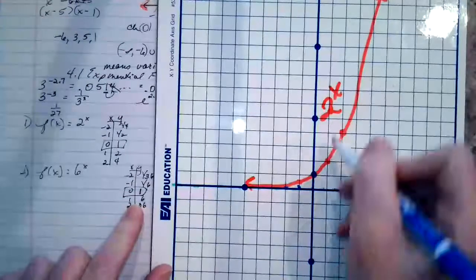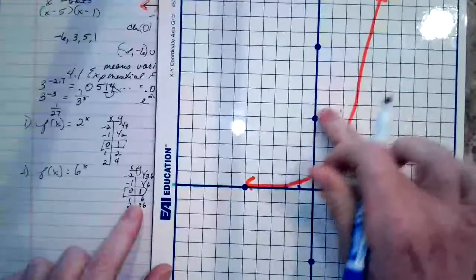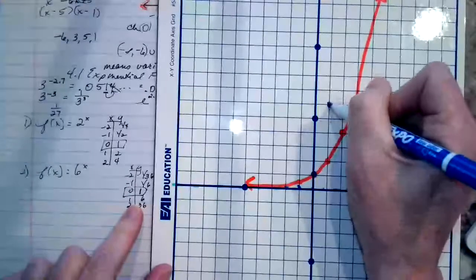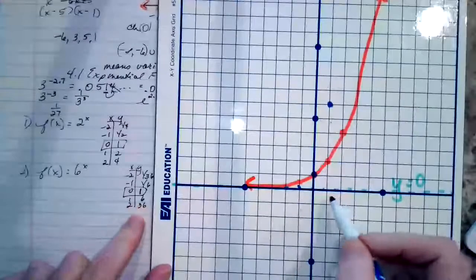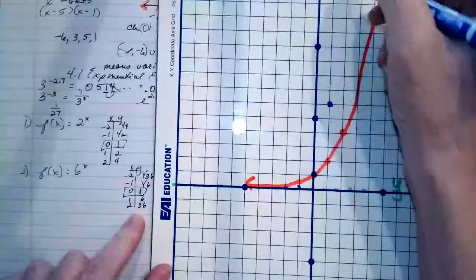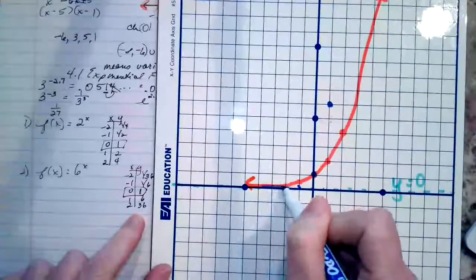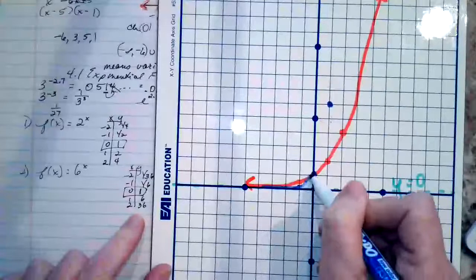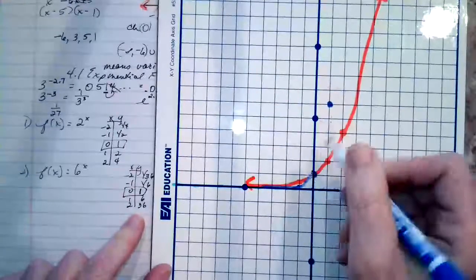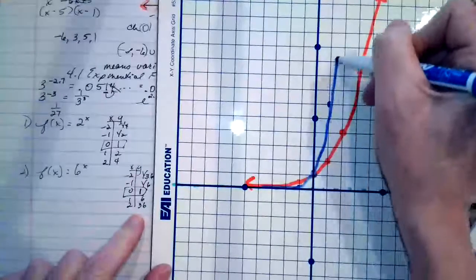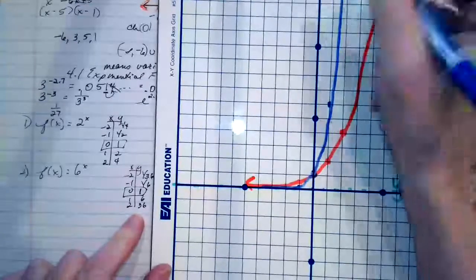1, 6, so that's going to be, let me get rid of this. 1, 6 will put us there, and 2, 36 is way up there. So we're going to be closer to the x-axis here. Everybody goes through 0, 1. It's like everybody goes to Atlanta when you're flying. And then we're going to steeply do that.